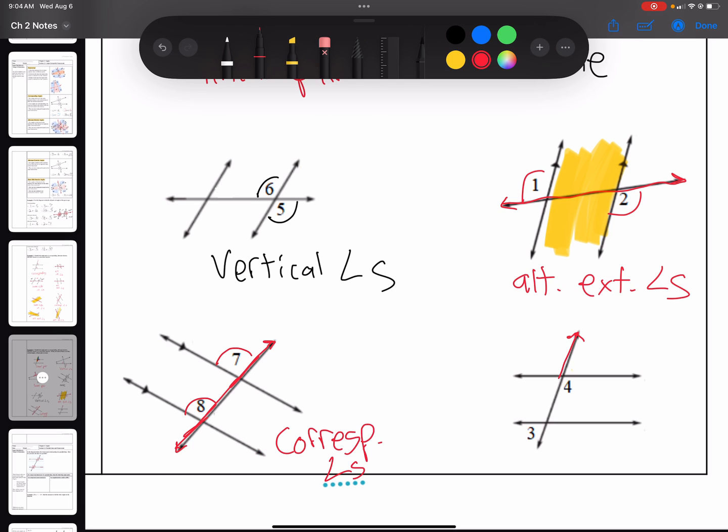Here's my transversal. This is down and to the right. That's down and to the left. They're not corresponding. They're not alternate interior because 3 is not on the inside. They're not alternate exterior because 4 is not on the outside. They're not same side interior. They're also not vertical angles. They're not connected. And they're not a linear pair. They're not forming straight lines. So this is none of the above.